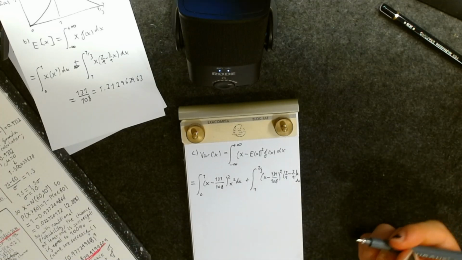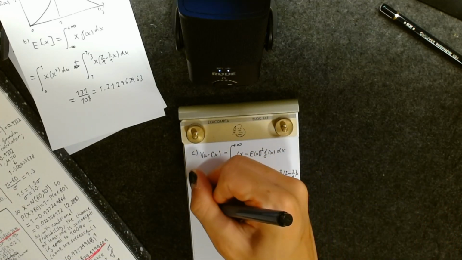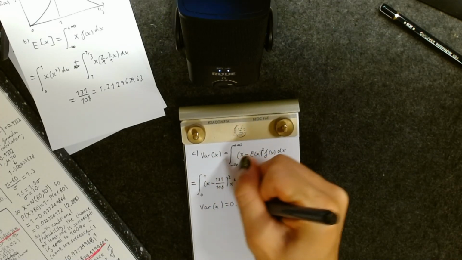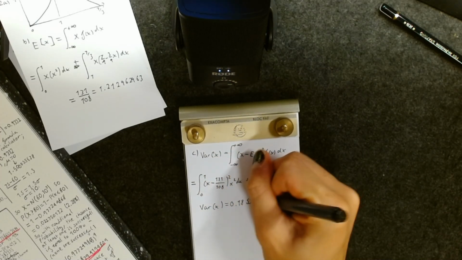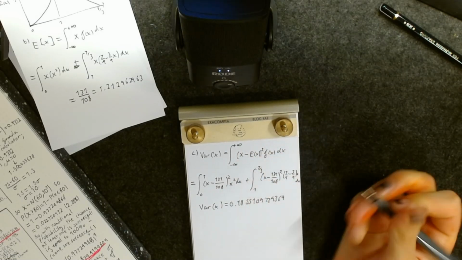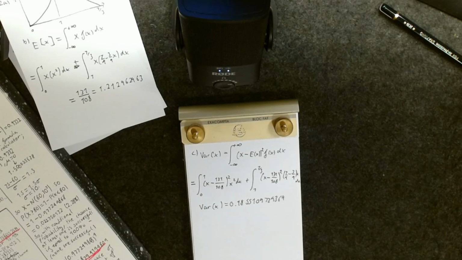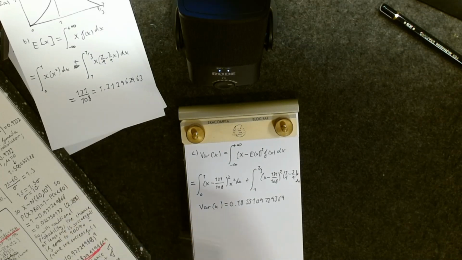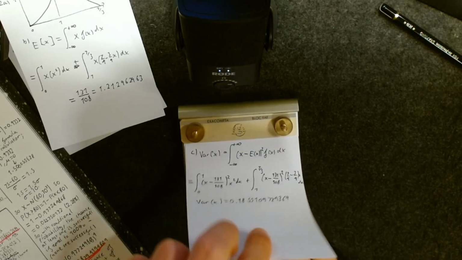Once you've worked it out, you should get something around roughly 0.18551097399396. This is what I got. Again, not the final authority, but this is what I've got. So the expected value is around 1.213, and then you've got the variance as 0.186 roughly. Hopefully that's that for 2.